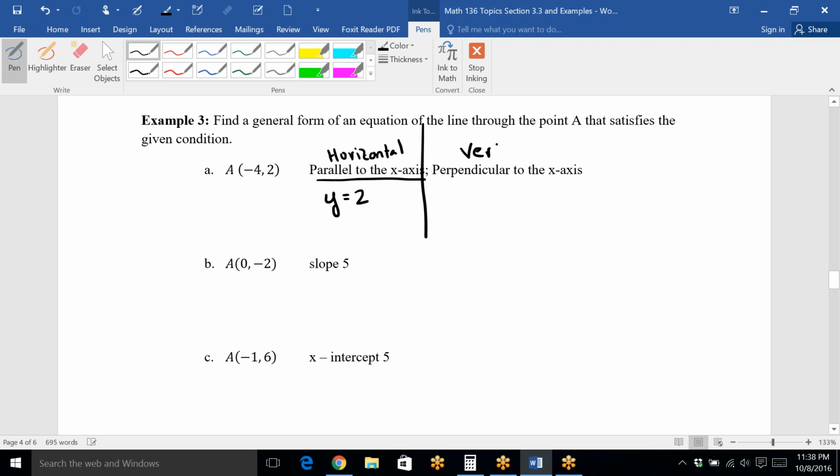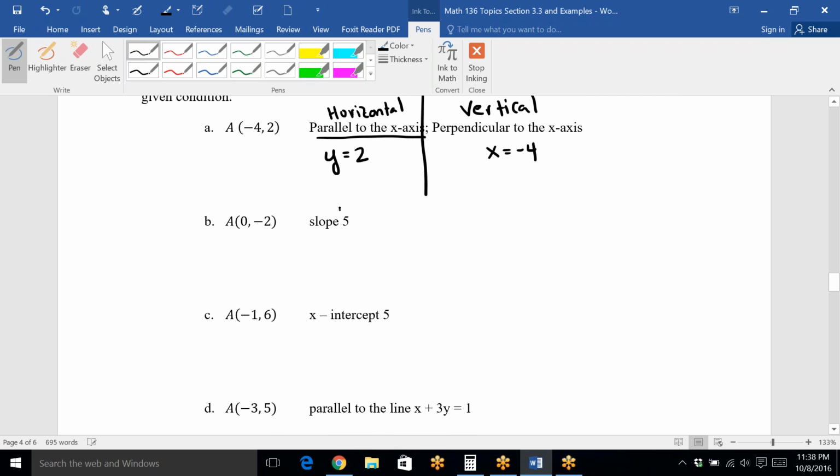Perpendicular to the x-axis means you are a vertical line. Vertical lines are always just x equals a number. So this is kind of a trick question because there's no work involved. You just had to know that this means horizontal and this means vertical. And what does that mean as an equation? Horizontal and vertical are the two special ones.